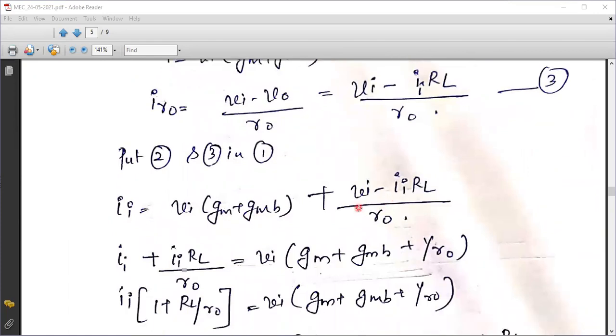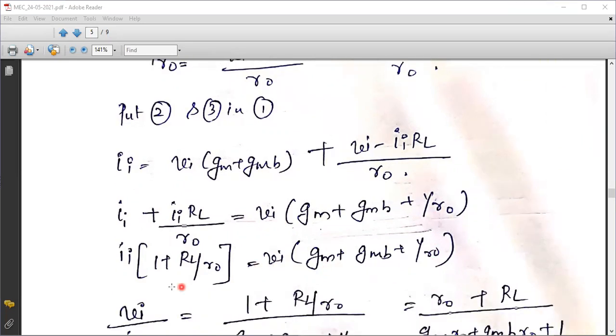and take all the terms having IA to the left hand side and retain the terms with Vi on the right hand side, because you're going to find the ratio between Vi and IA. So you need to separate the Vi terms and IA terms. So here you are having the IA term, right? So that will come along with this IA. So it will become plus IA into RL by R0. This R0 is common for both the two terms. And the remaining terms comprise Vi, so that can be taken outside. So that will be Vi multiplied by Gm plus GMB plus 1 by R0.